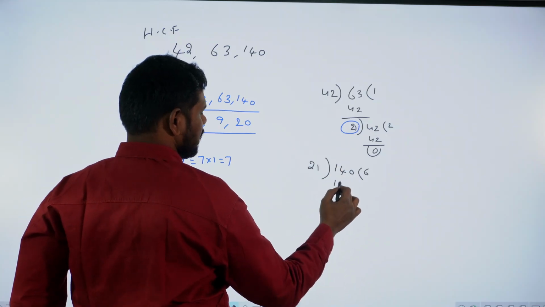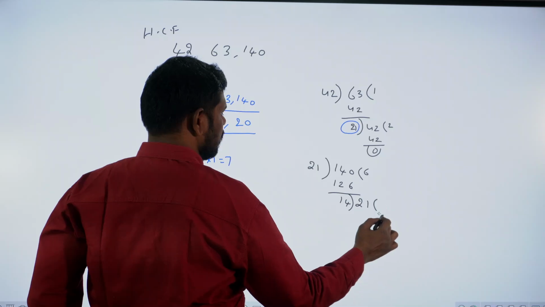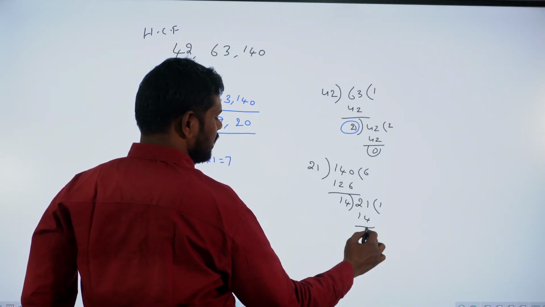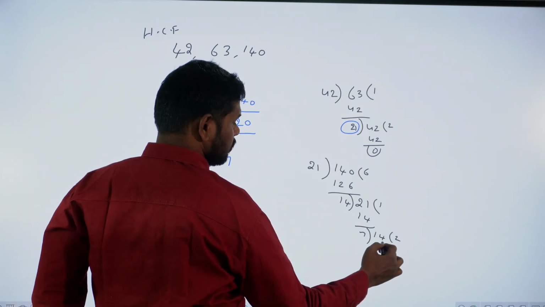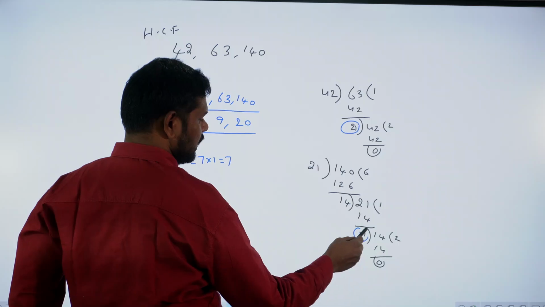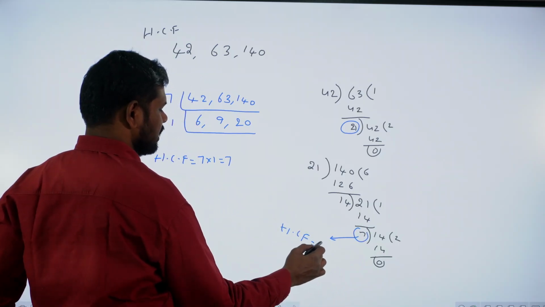21 sixes 126, remainder is 14. Again, you divide 21 by 14. 14 once 14, again you get a remainder. Again, you divide 14 by 7. 7 twos 14. What is the remainder? 0. So wherever you get the remainder 0, that divisor is the HCF. HCF is nothing but 7.